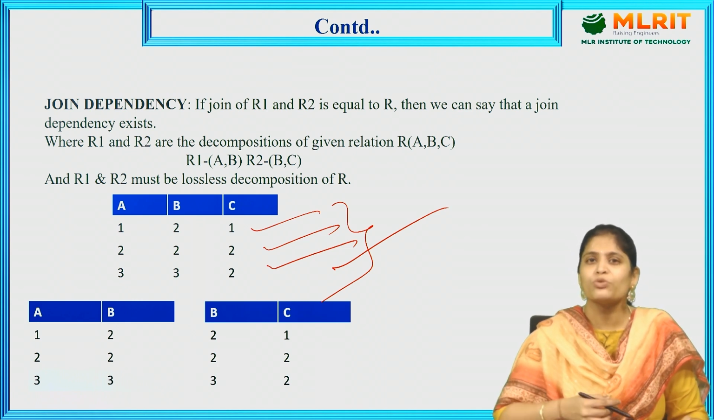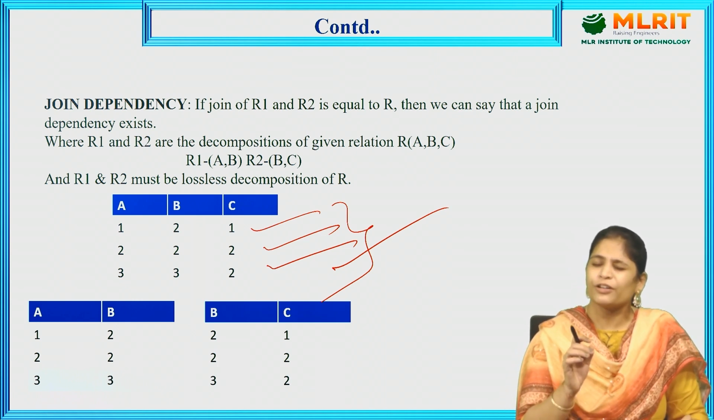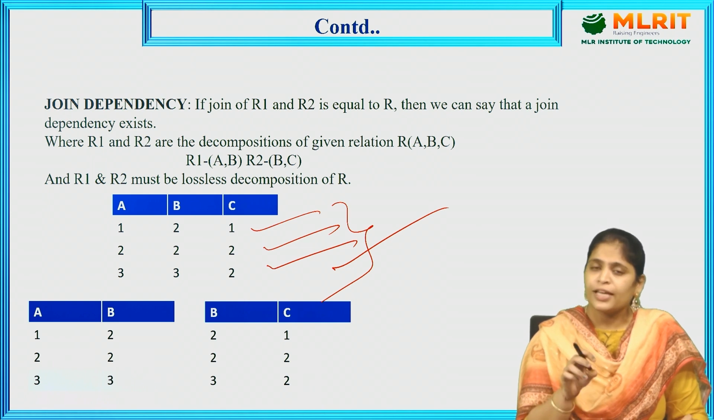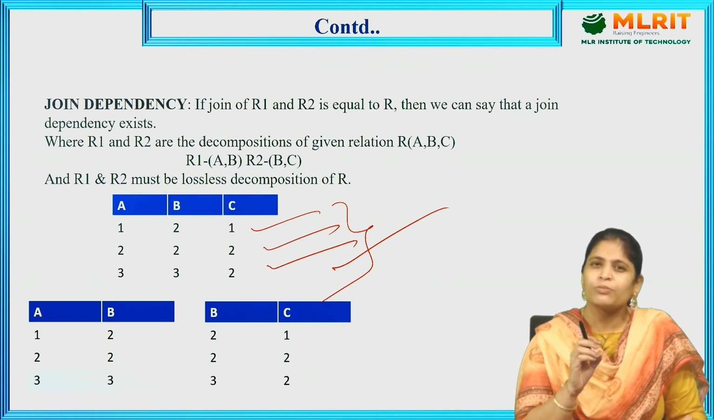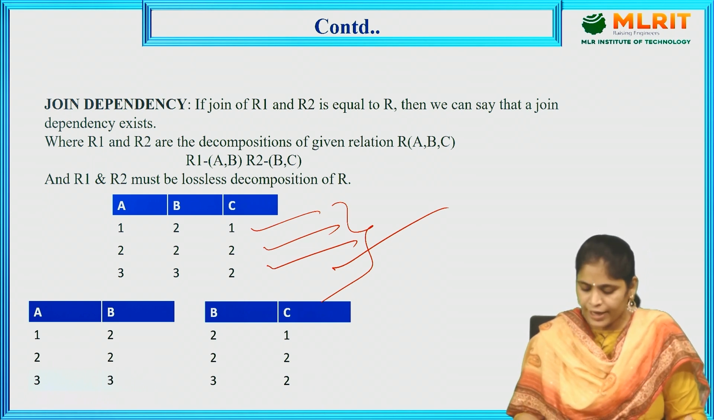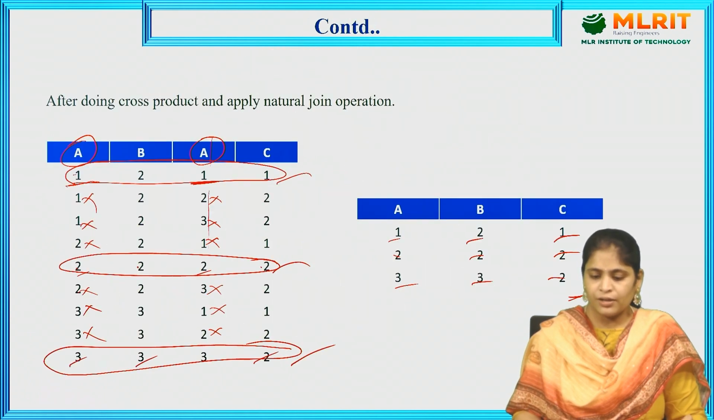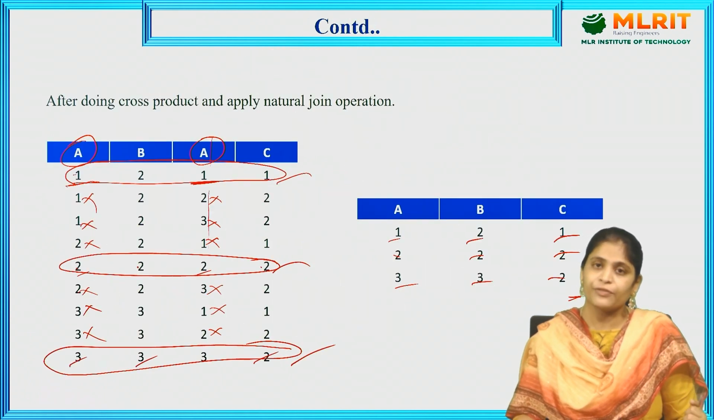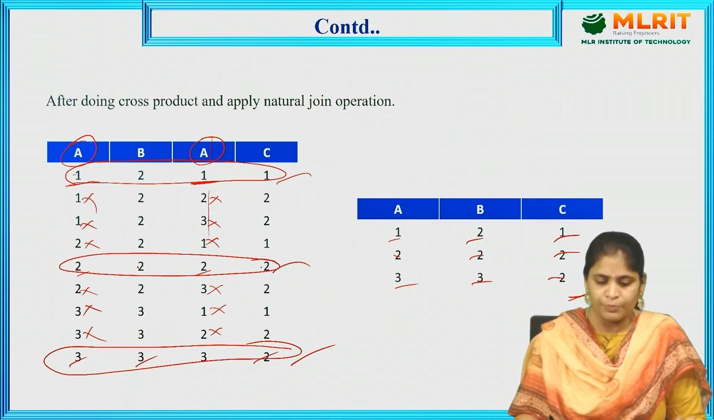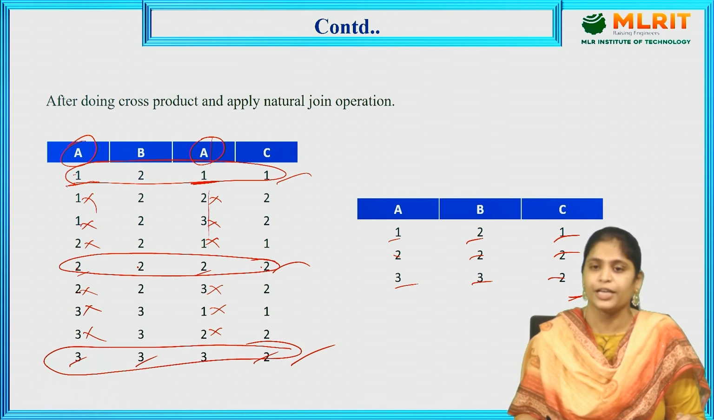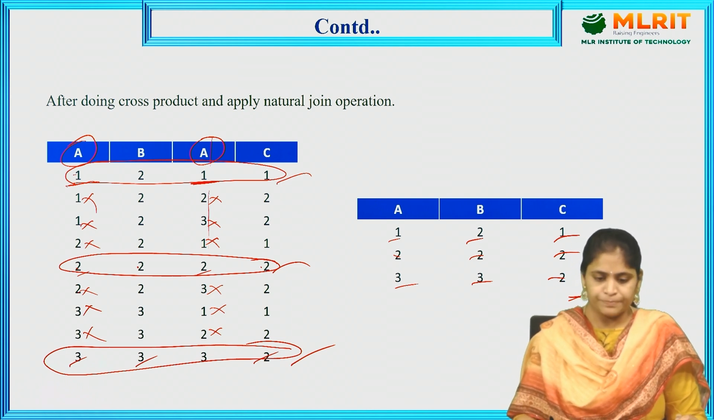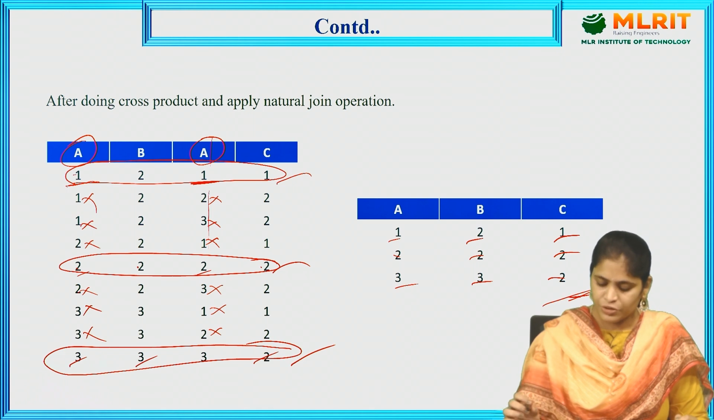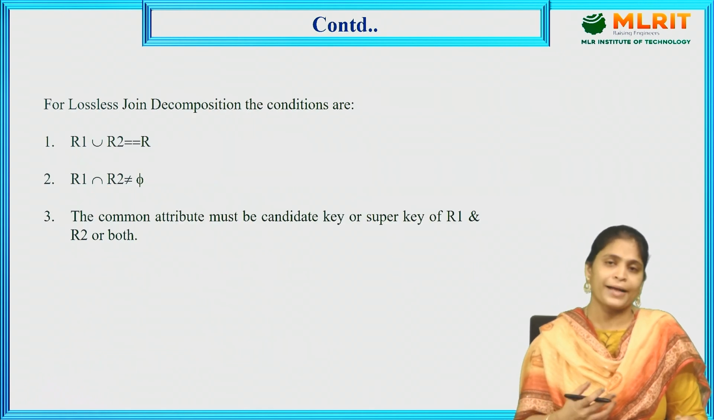We must not do it just like that. If we want to decompose, we should check that the common attribute is a super key or a candidate key. Only then can we obtain lossless decomposition. Otherwise, we get lossy decomposition. So this is my original table, and I get back my original table.